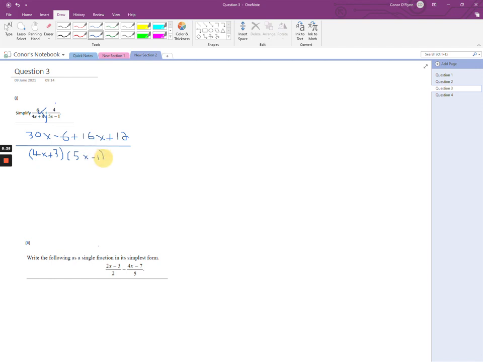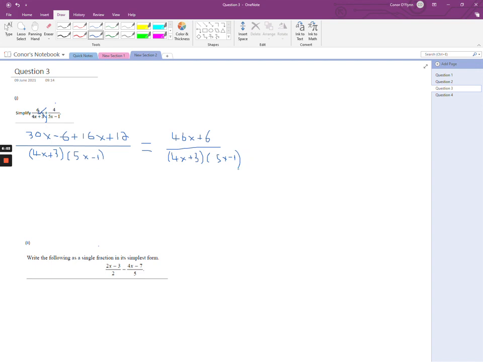Now you can multiply that if you want, but we'll tidy up the top line. So 30 and 16, that'll be 46x, minus 6 plus 12 is plus 6. And my bottom line is this. That's it. So when they say simplify, you're not solving, you're just breaking it down as much as you can. Just 5x minus 1.